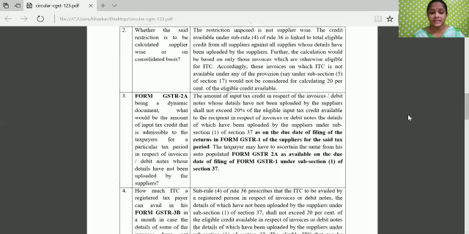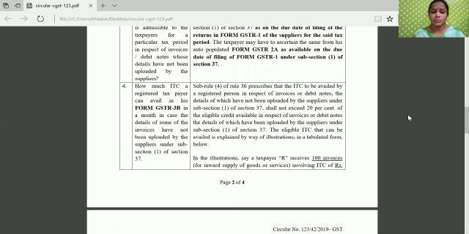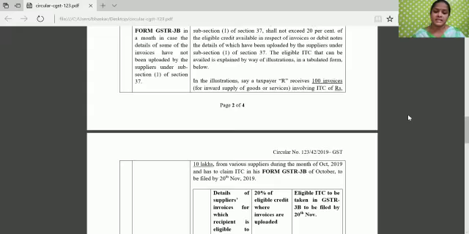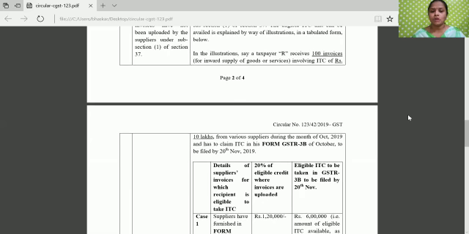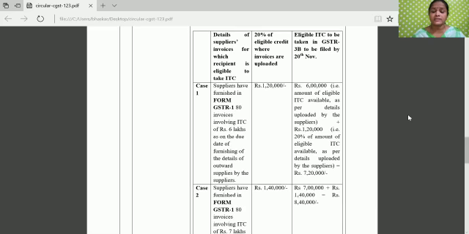Let's see this with an example. That is, if the taxpayer receives 100 invoices involving ITC of rupees 10 lakhs from various suppliers. So out of those 100 invoices, the supplier has furnished in their GSTR 1 only 80 invoices involving an ITC of 6 lakhs as on the due date of furnishing the returns. We all know that the due date of filing GSTR 3B is 20th of next month, and for GSTR 1 is 11th of next month. It depends on whether they are quarterly filing or monthly filing.